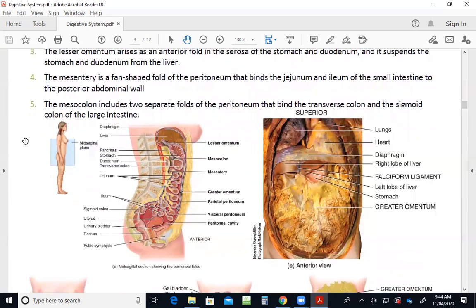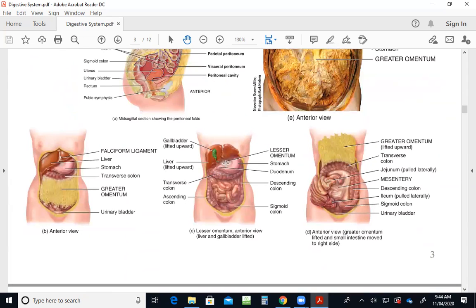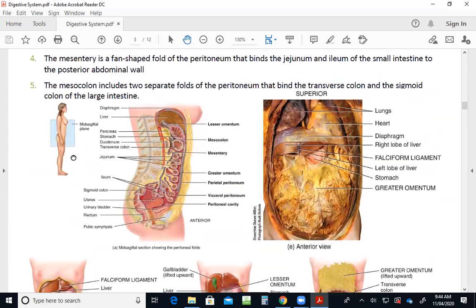There's also a lesser omentum. The lesser omentum arises in the anterior fold in the curvature of the stomach and duodenum, and suspends our stomach and the duodenum from the liver. It's this kind of white sheet that we show here. You'd have to lift up the liver, and that's what's been done here to show it. Otherwise, you wouldn't really be able to see it very well.